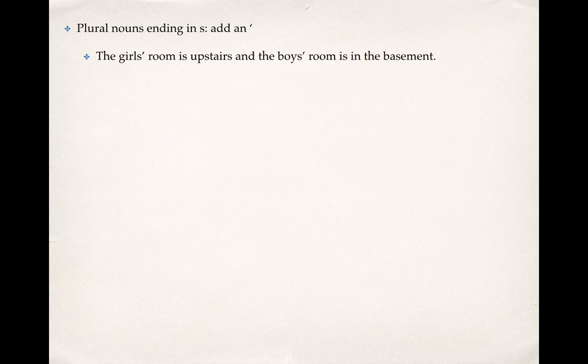And this is really important to get correct because if you put the apostrophe before the S in this sentence, then the assumption would be that you're just talking about one girl. By putting the apostrophe after the S, we know that you as the author are discussing multiple girls. The girls' room, I have two girls. The girls' room is upstairs. And the boys' room, I have three boys. The boys' room is in the basement.